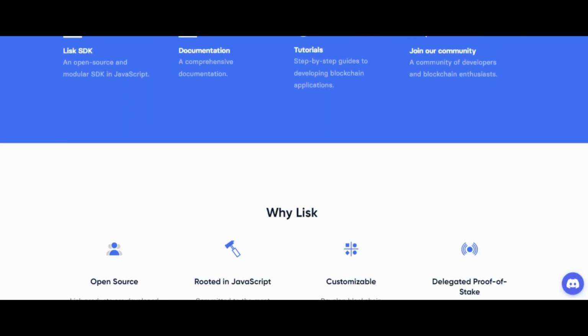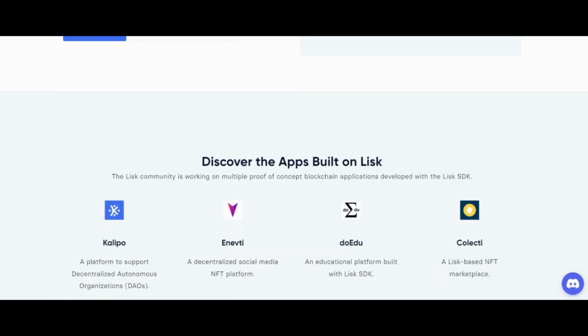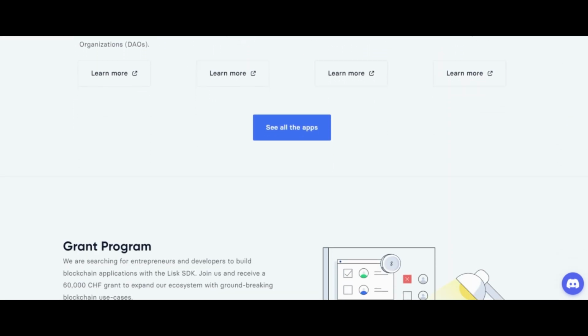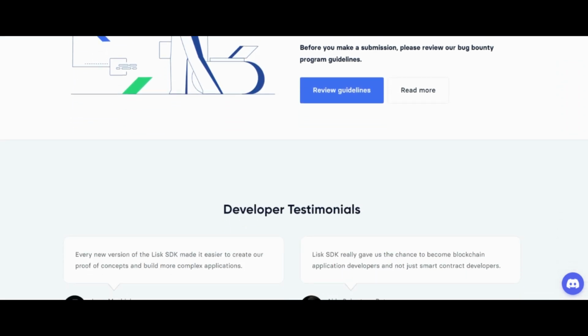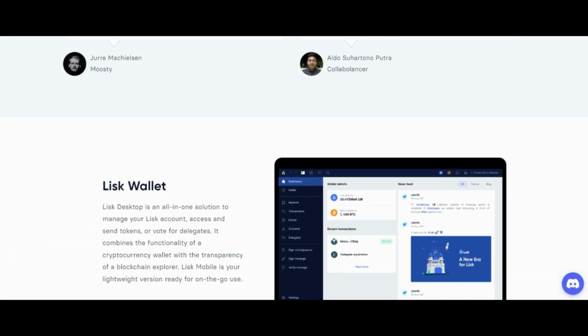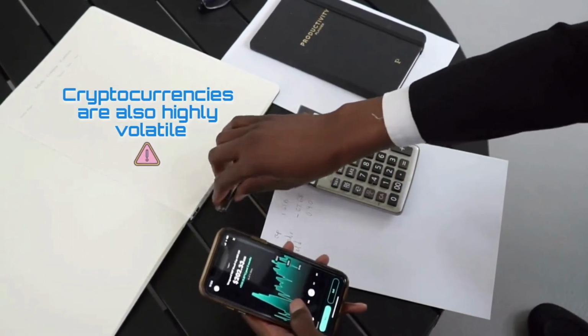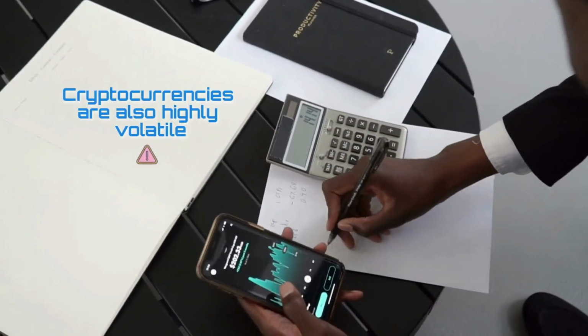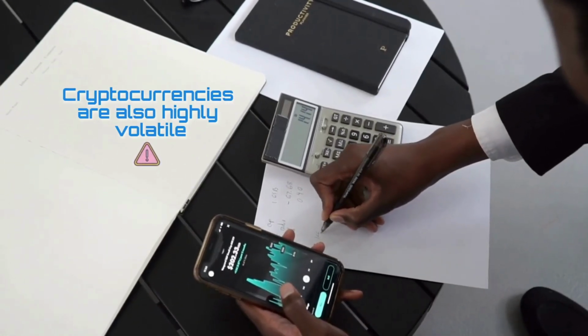To sum up, the Lisk platform is a digital ecosystem for developers. It offers a software development kit that helps devs to create and manage decentralized apps. Lisk is traded on many cryptocurrency exchanges with a large trading volume. Cryptocurrencies are also highly volatile, so your cash can go down as well as up in the blink of an eye. As always, you should never invest in something you don't understand.